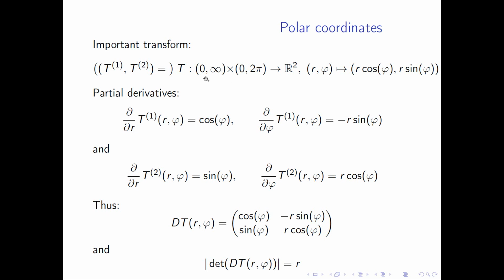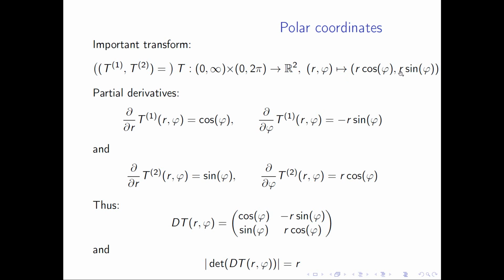So polar coordinates map (0, infinity) times (0, 2 pi), open, to R^2. And what we are doing, we have two components, T1 and T2. So we map r and phi to r cosine phi, r sine phi. So instead of considering a point in R^2 by its classical coordinates, r is the length of the point considered as a vector, and phi is the angle of this point. r is the radius, phi is the angle, and so we get our point in R^2 here.